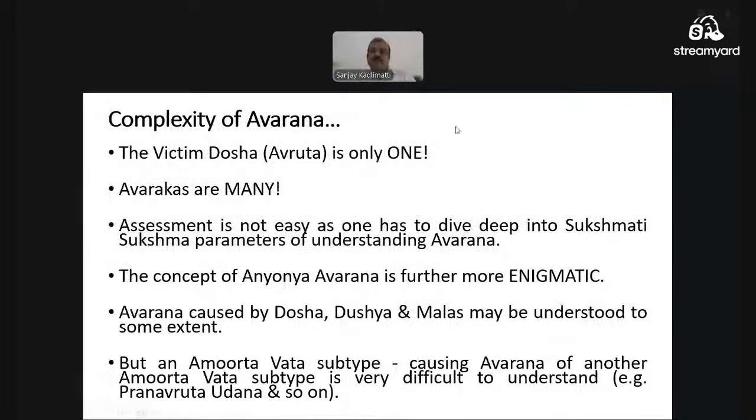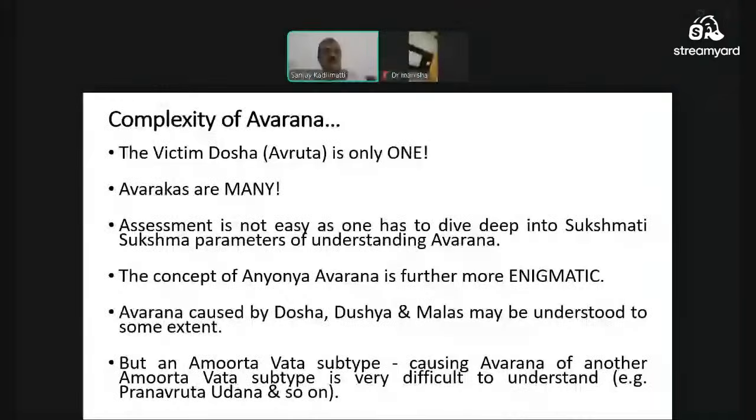Why is Avarana a complex thing? Why is the complexity of Avarana so much felt by students and teachers? The victim dosha is only one. I hope you understand the victim dosha. The Avrata dosha is only one, that is Vata. Avarakas are many. So basically, a student feels so irritated: how can so many avarakas act on one avrata, how can we understand the symptoms, and in which place which avarana is going to happen? Such a tedious job. That is why this single concept is very complex.